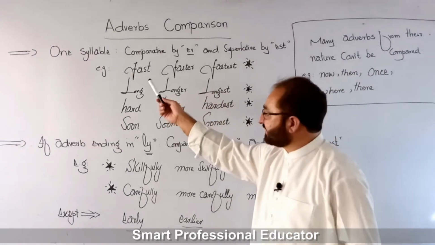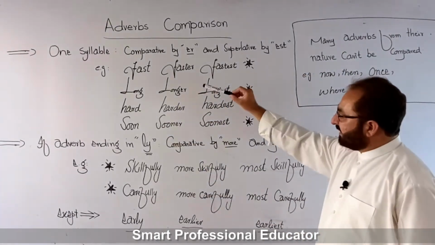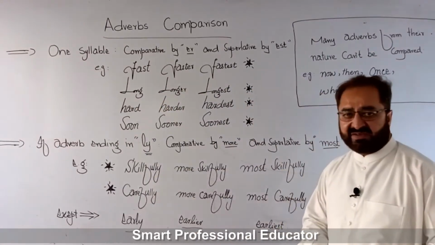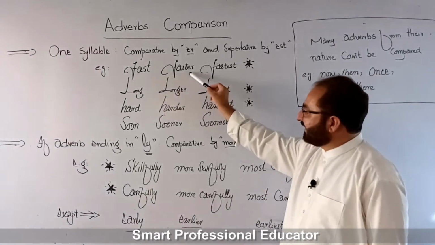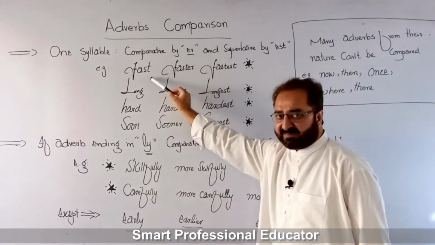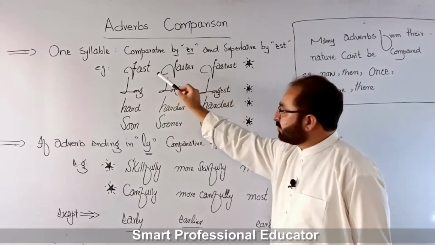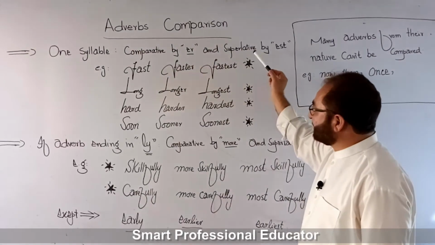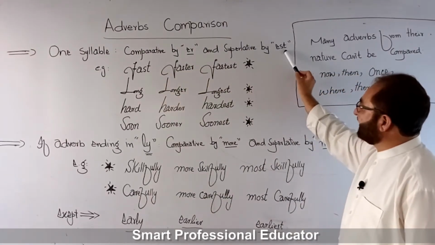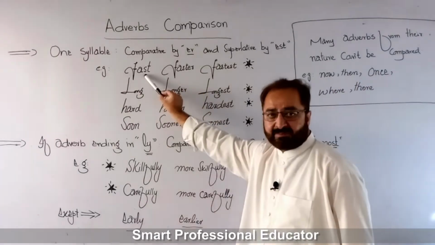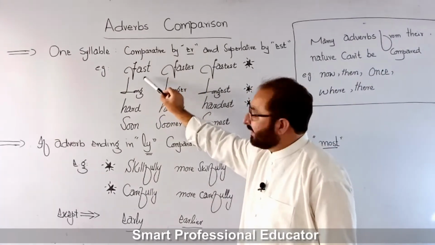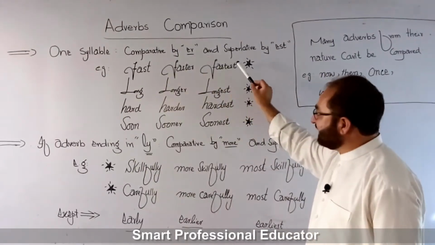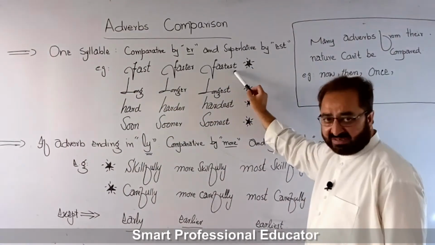Look at these examples, some model adverbs. Fast is the positive. Now we have added er, so fast, faster. For the superlative degree, we add est to the end of the positive degree. Fast is positive; by adding er it became comparative, and by adding est to the positive it became superlative.